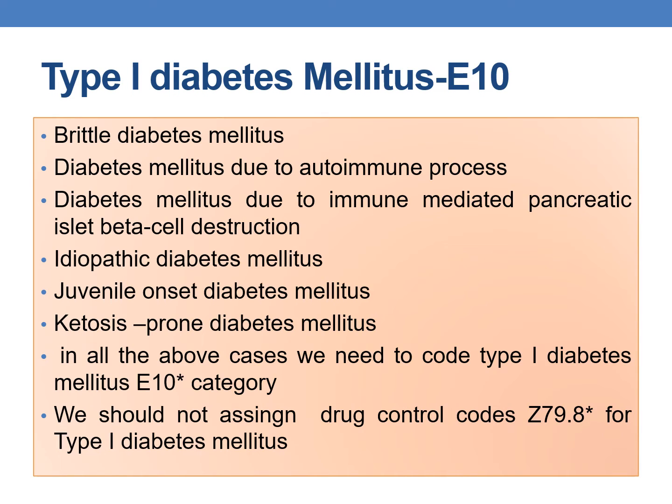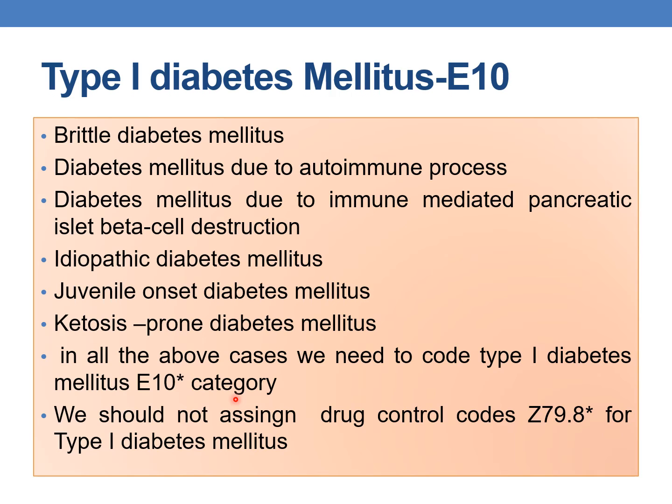Now coming to type 1 diabetes mellitus. When should we assign type 1 diabetes mellitus? That is the code from category E10. Whenever the physician documents brittle diabetes mellitus, diabetes mellitus due to autoimmune process, diabetes mellitus due to immune mediated pancreatic islet beta cell destruction, idiopathic diabetes mellitus, juvenile onset diabetes mellitus, and ketosis prone diabetes mellitus, in all these cases we need to code type 1 diabetes mellitus, that is from category E10.